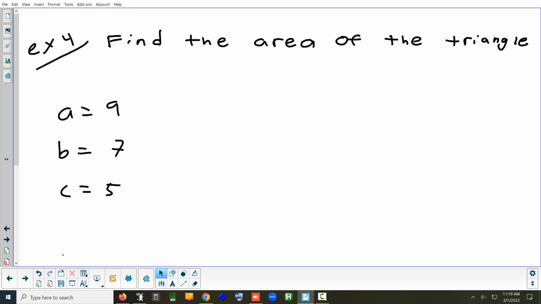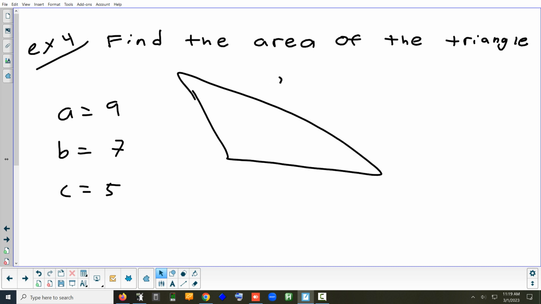You don't have an angle. So if I drew this and I said, okay, this side is 9, this side is 7, this side is 5. To find the area, how many angles do you need in that picture? At least one. No, just one. Doesn't matter which one you find. You could find any one you want.